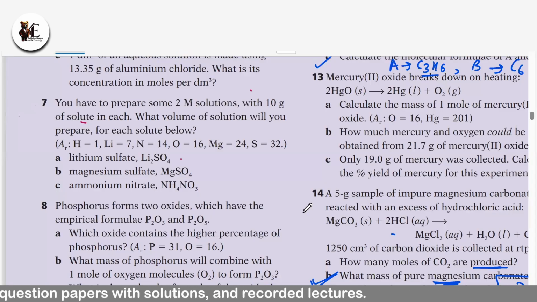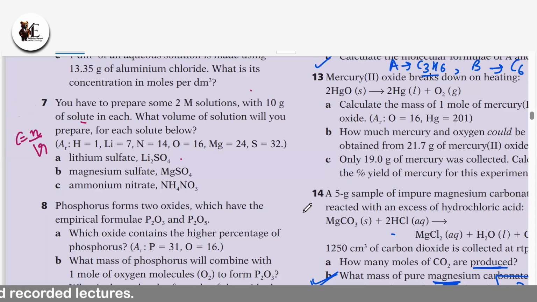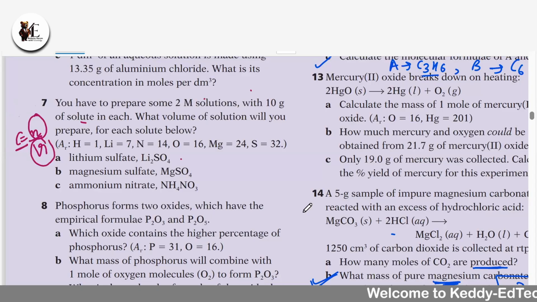You wrote this formula, right? That concentration is equal to number of moles by volume. You have to calculate volume, concentration is given, and number of moles you have to calculate using the given mass of solute divided by molar mass. So solve A and B part only, C part you can do.